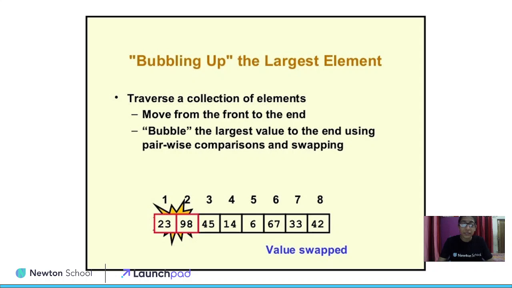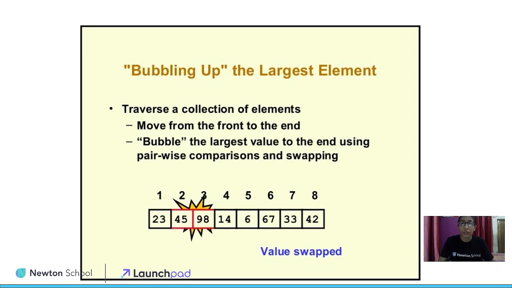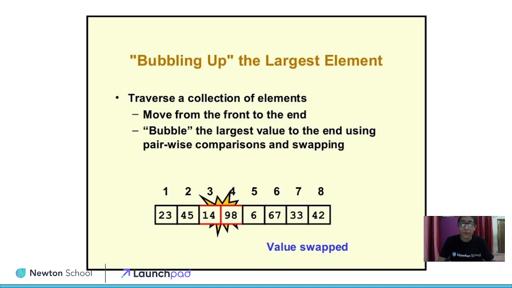Here is a bubble-like structure: the value 23 took the place of 98 and 98 went to the place of 23. We move the largest value from front to end, using pairwise comparison and swapping. Now again 98 is greater than 45, so 98 will be shifted to the place of 45 and 45 will come in the place of 98. Again, moving from front to end, the largest value goes to the end.